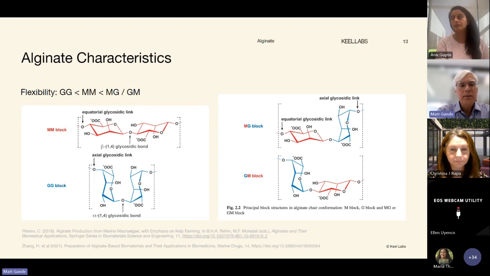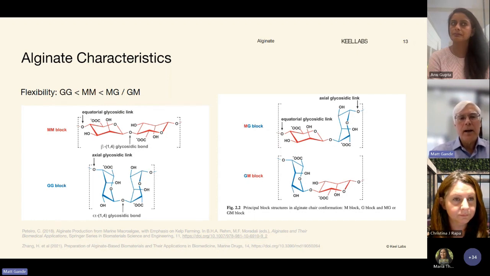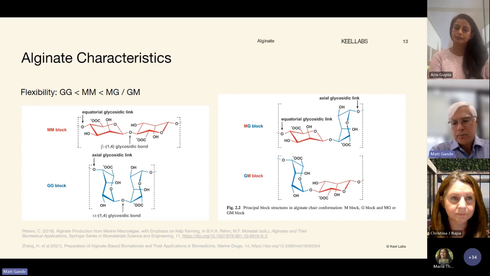The big difference between these different blocks, again, they have all got very similar monomer units. The M block is fairly linear, has a reasonable amount of flexibility in it, whereas if you look at the G block, you've got this cup-shaped material. It's a little more rigid in structure. So if you look at this, the amount of M and G block in a polymer, the more G there is in it, the more rigid the structure is.